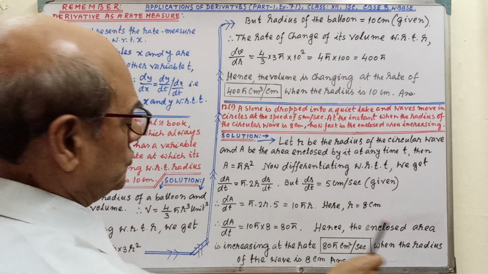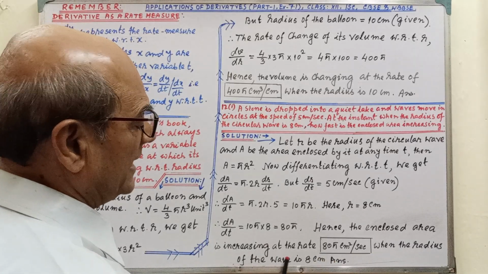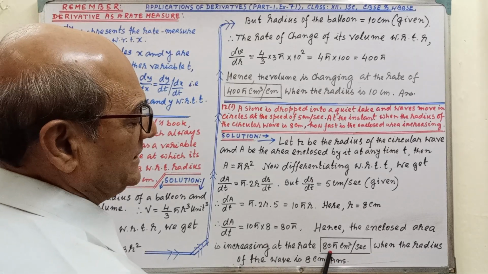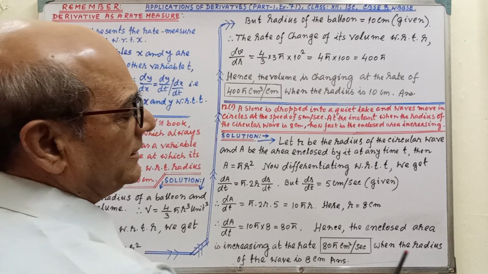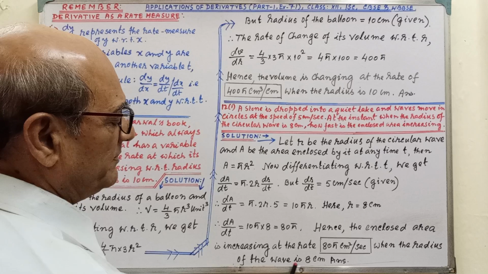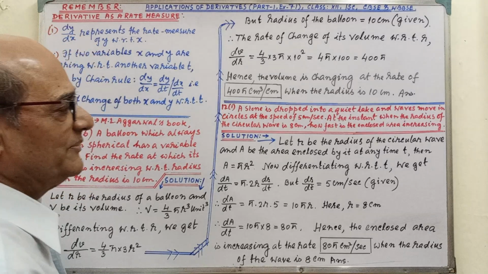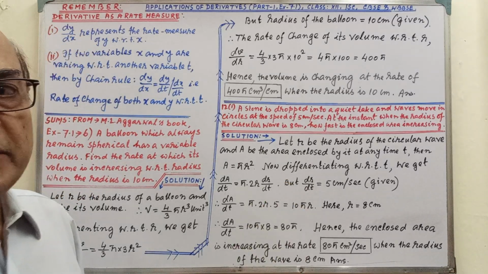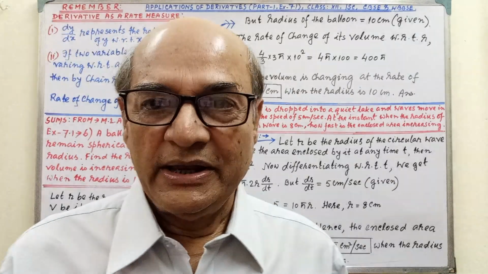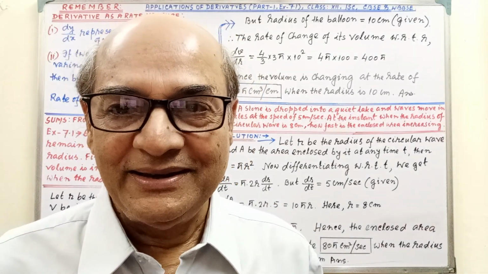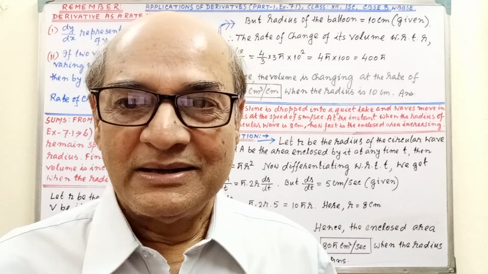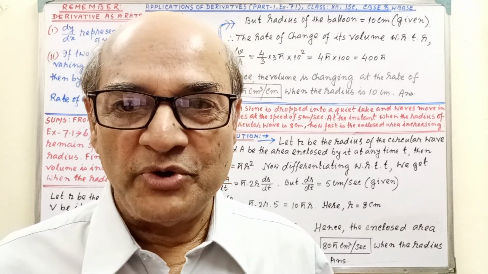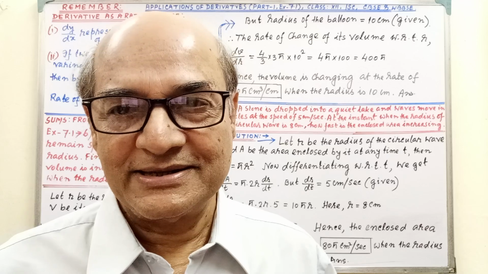Hence, the enclosed area is increasing at the rate of 80 pi centimeter square per second when the radius of the wave is 8 centimeter. This is the answer. This type of sum you will get more if you follow attentively. Easily you will understand. But you have to remember the formula on mensuration what you have learned at class 10.